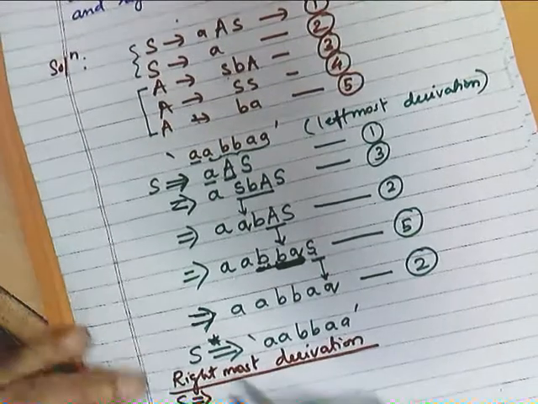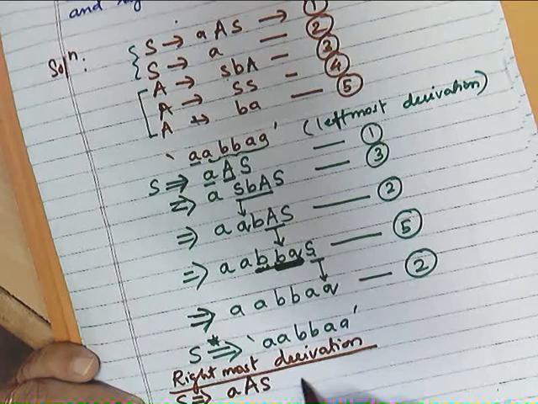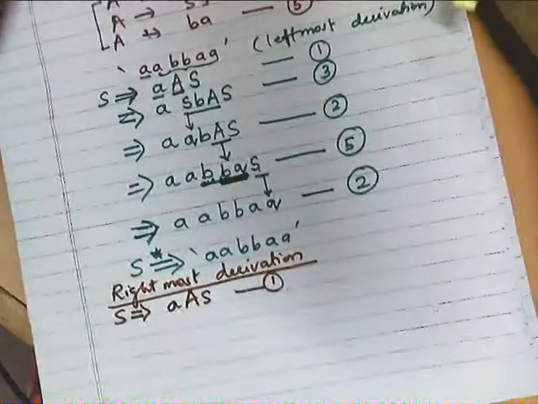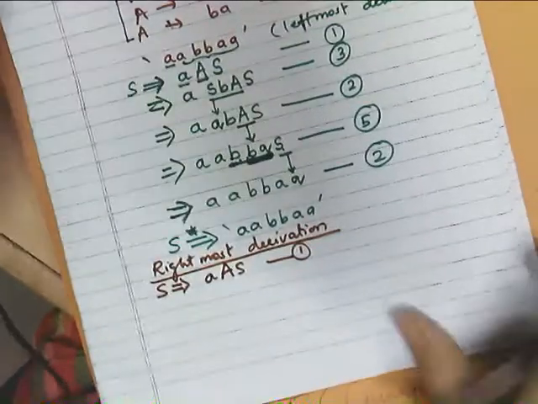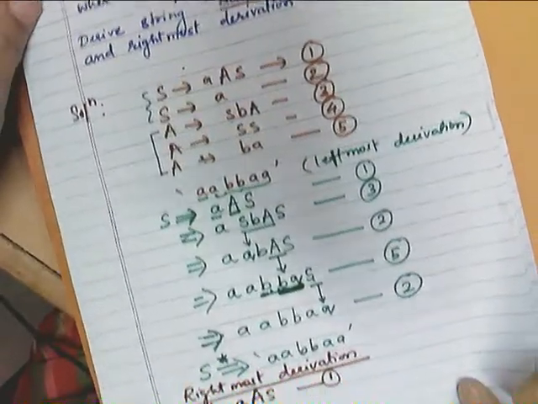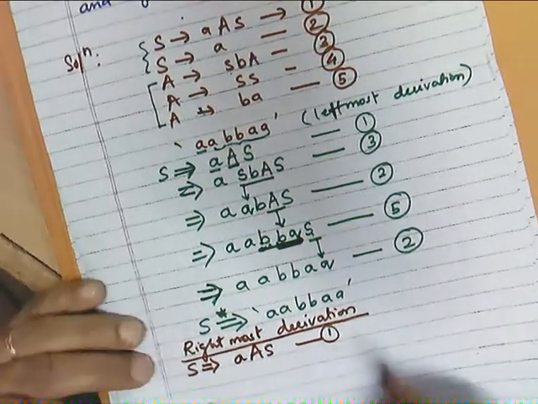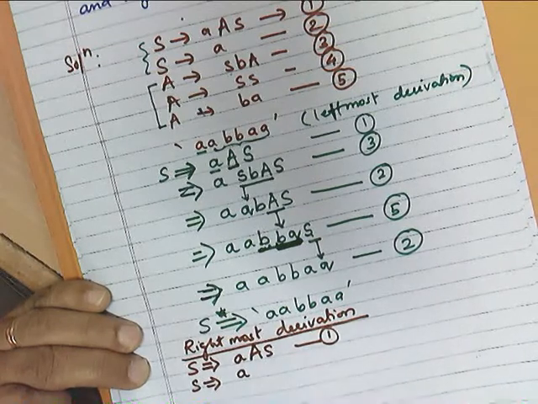So rule 1 is A, capital A, S, using rule 1, right? Next rule is... So our next rule will be what we should use. So now this is a rightmost derivation.